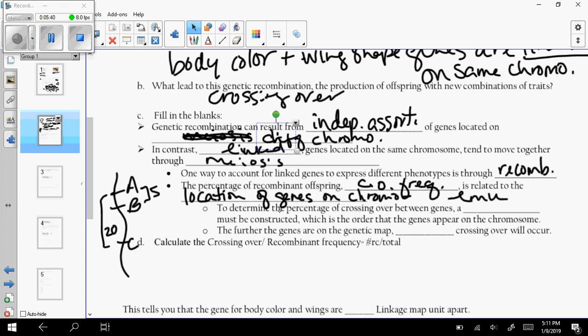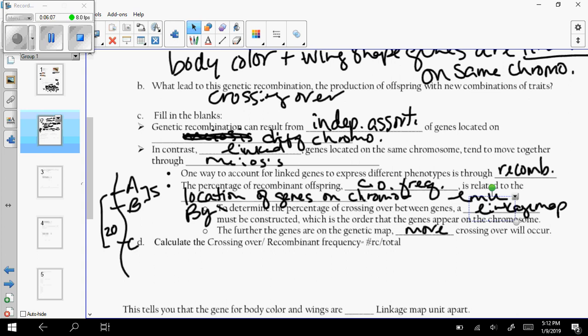By determining the percentage of crossing over between genes, we build what we'll call a linkage map. Again, it's just like what I drew here. This would be a linkage map. The further apart the genes are on the map, the more crossing over will occur.